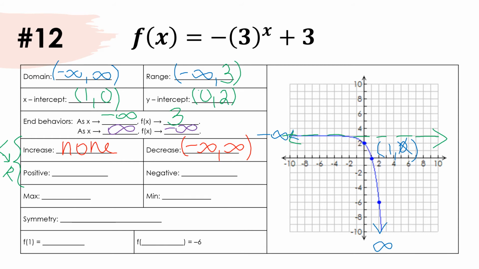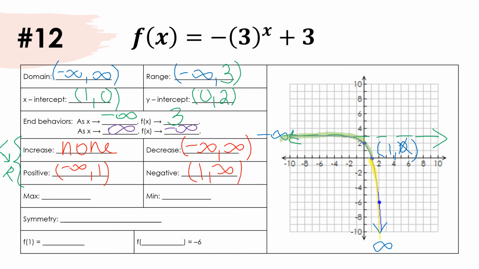All right, positive means above the x-axis, negative means below the x-axis. Again, you're going to start at negative infinity and go to infinity. So if I start at negative infinity, right now we are above the x-axis, and we will stay above the x-axis until we hit the x-axis at 1. So it is positive from negative infinity to 1. And then as we keep going, now we're below the x-axis starting at 1 forever to infinity. So it's negative from 1 to infinity.